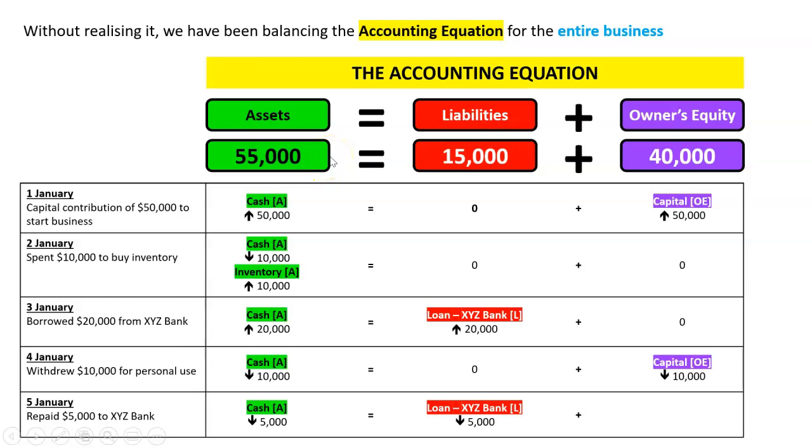So the point is, the accounting equation is not a static thing. It's changing every time there's a transaction here. We've got to figure out the effect for the individual transaction, but then we've got to update the overall accounting equation for the entire business, and that must also balance every time.